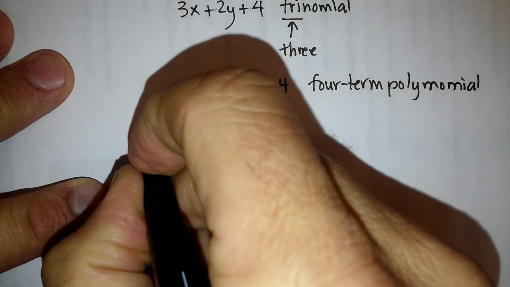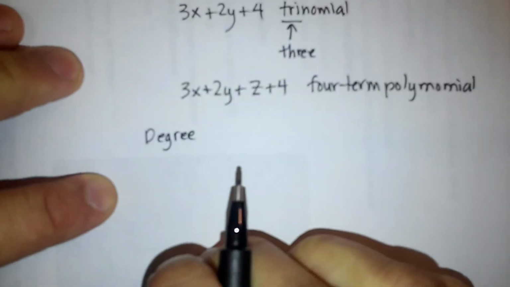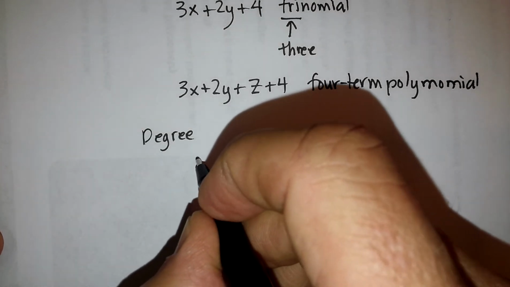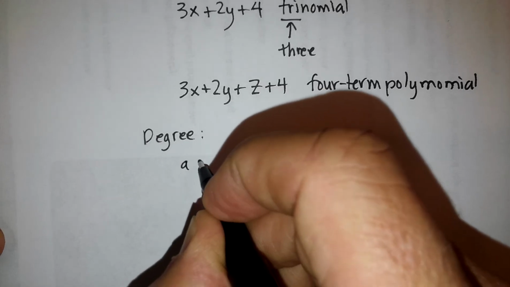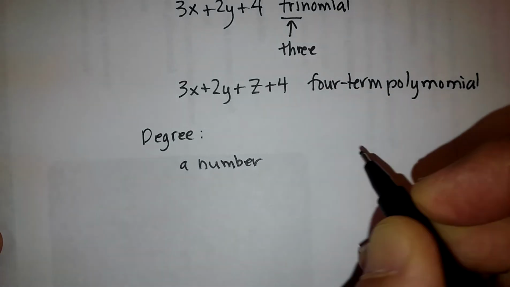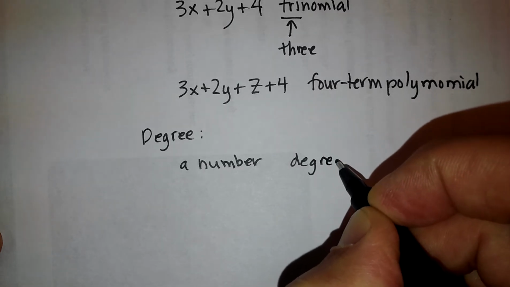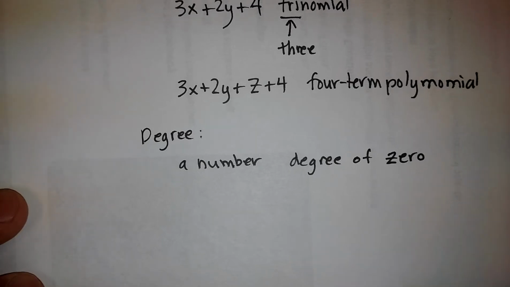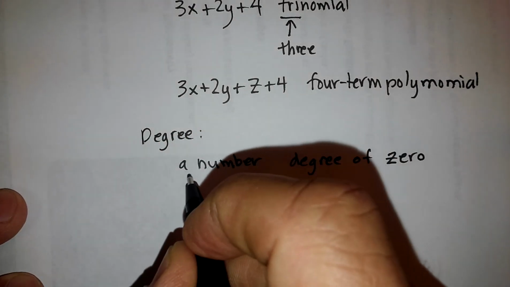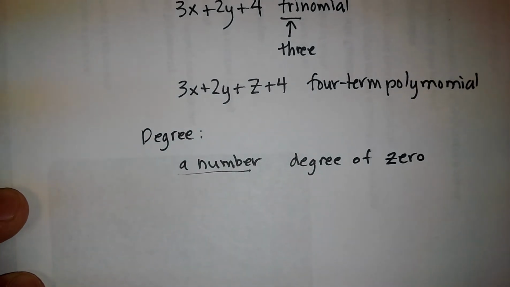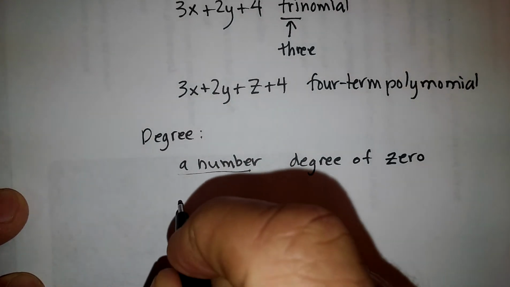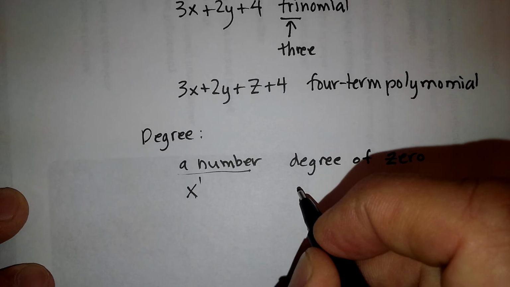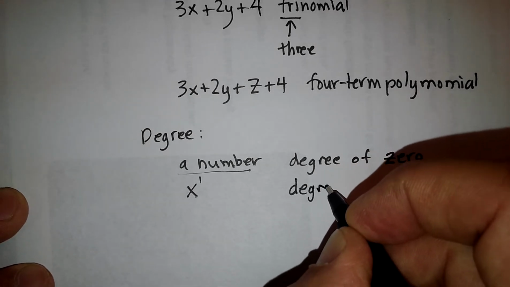Okay, this is a little tricky. Let's just do this real quickly. Degree. A number like 2 has a degree of 0. It's not the same as an exponent, it's just a degree. So for example, a number like 2 or 3 or 10 or 1,000, whatever, it just has a degree of 0. A variable like x, let's just say x to the first, has a degree of 1.